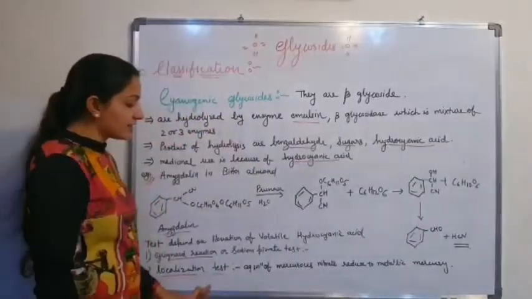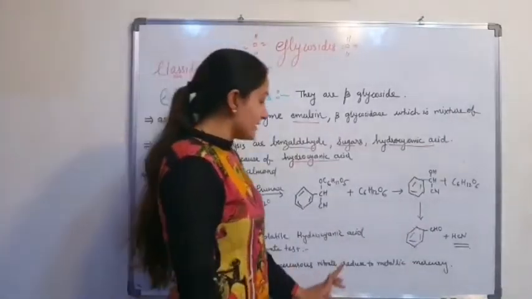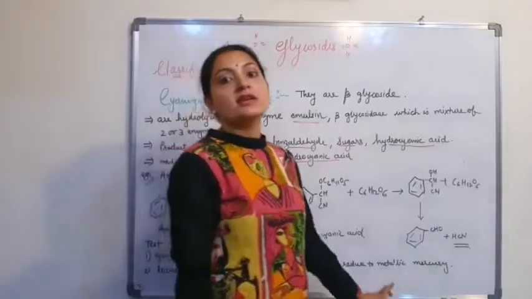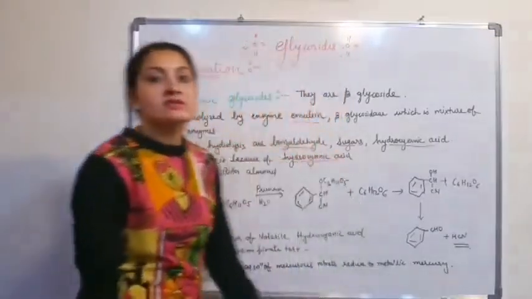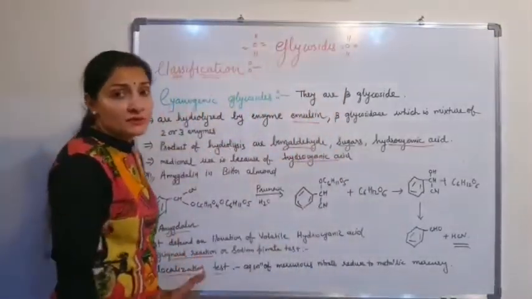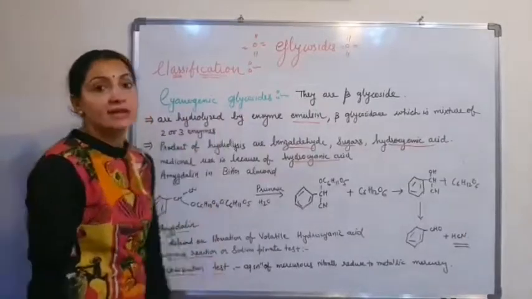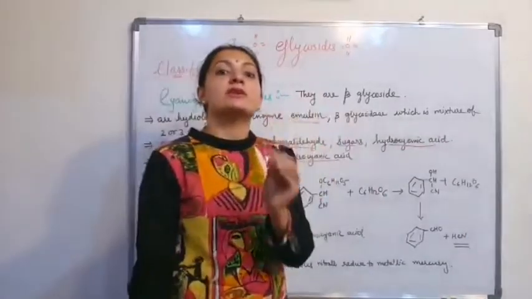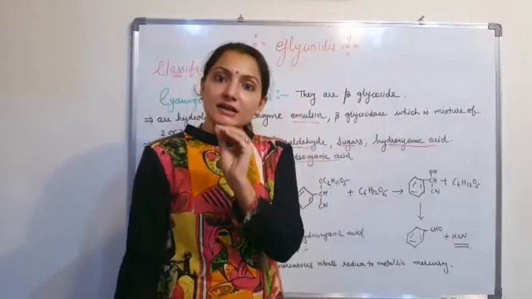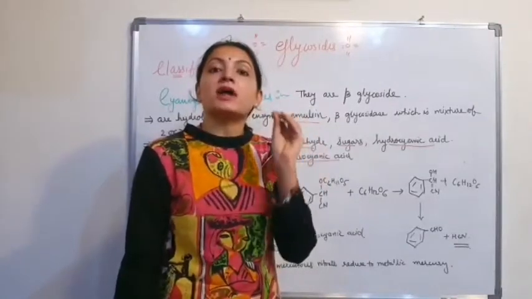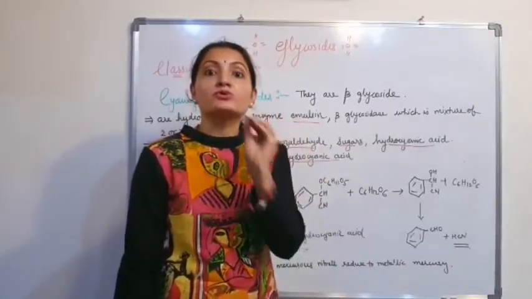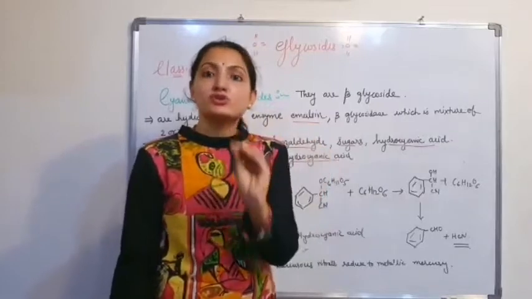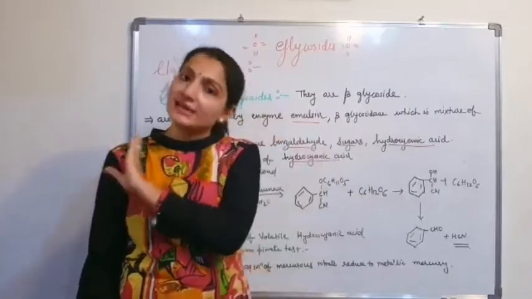And in the localization test, an aqueous solution of mercury nitrate is reduced to metallic mercury. Both tests are given positive by cyanogenic glycosides. And the best example of a cyanogenic glycoside is bitter almond, whose main constituent is amygdalin, which produces at the end benzaldehyde, sugar and hydrocyanic acid.